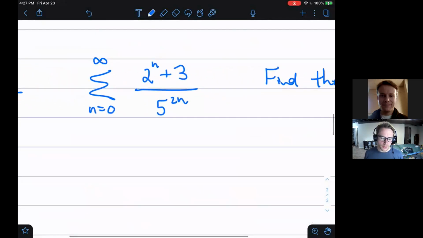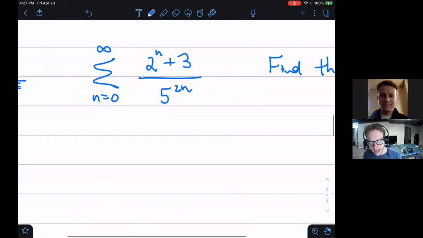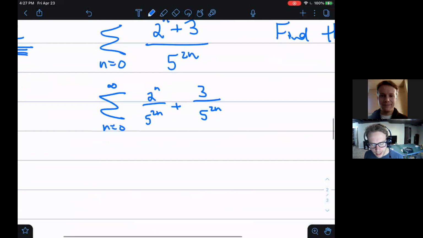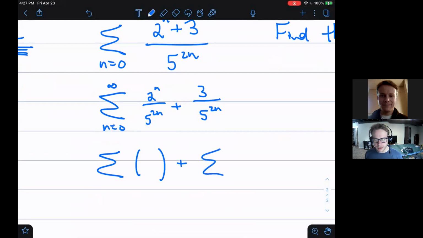So with this one right here, this is a geometric series, but it takes a step or so to rewrite this to see that. So let me do a little bit of algebra here. I'm going to write this as 2 to the n divided by 5 to the 2n, plus 3 divided by 5 to the 2n. And now I'm going to do a couple of things here. I'm going to split up my sum, so I'm summing this and summing that, and doing both of these individually.